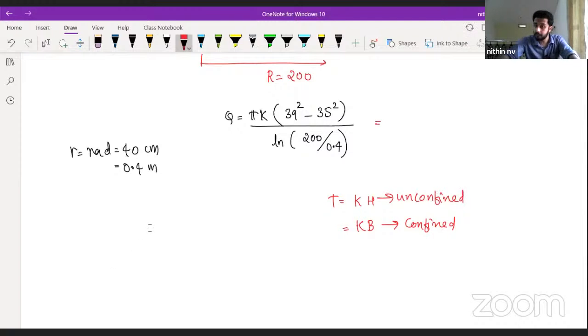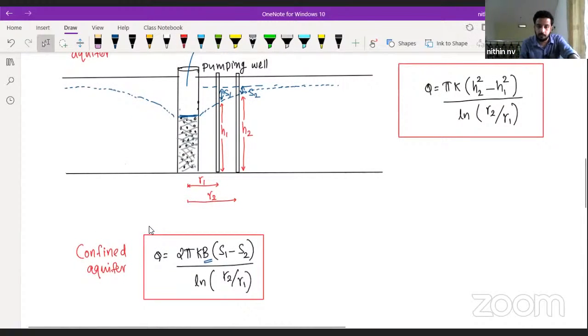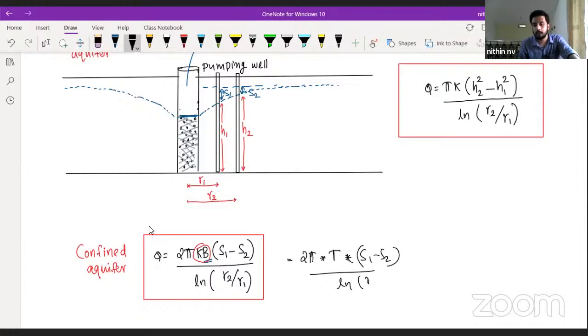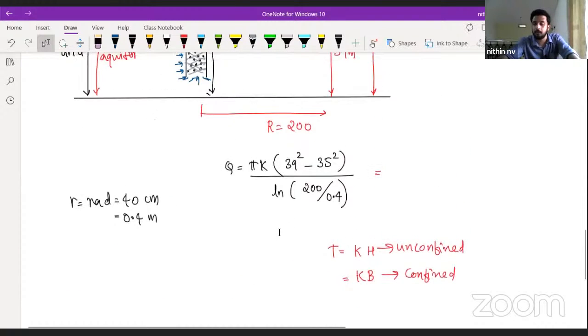Since in a confined aquifer, see, I'm just going back to this equation. See, 2 pi Kb. So we can also write this equation as 2 pi into coefficient of transmissivity T into S1 minus S2, like that. Understood? So here they have given K into H, nothing but coefficient of permeability into H value. What is the H value here? Yes, very good.